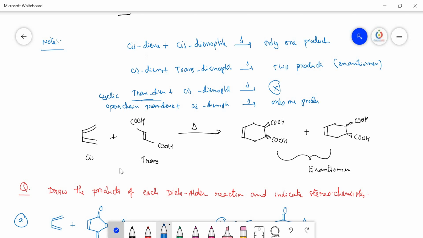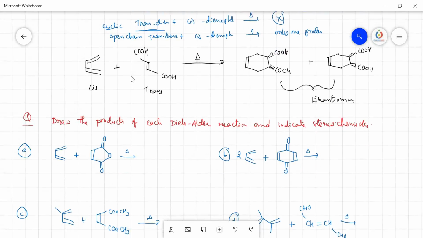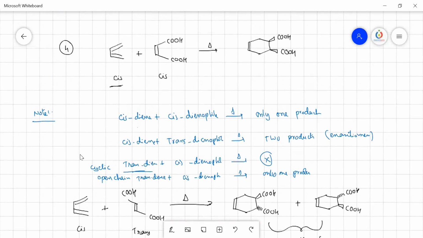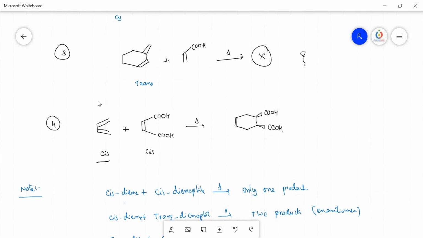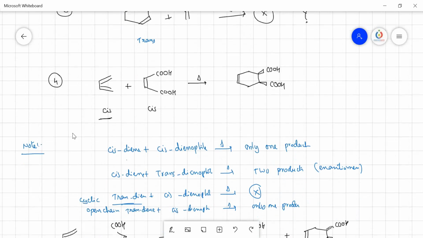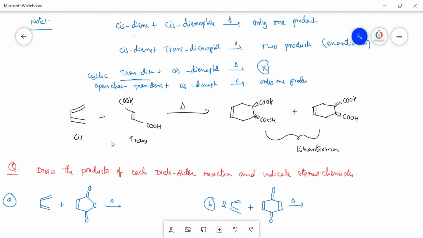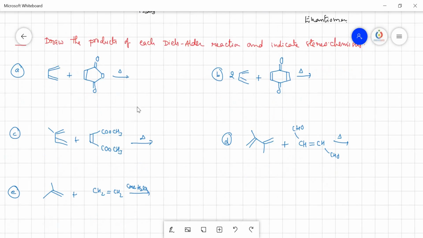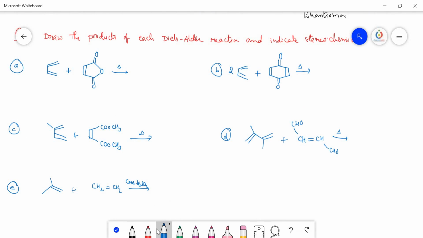Because here I had given one example, maybe somewhere. Yeah, this is a cyclic one. Cyclic rotation is not possible, but in open chain compounds rotation is possible. So I'll write down the product for these molecules.